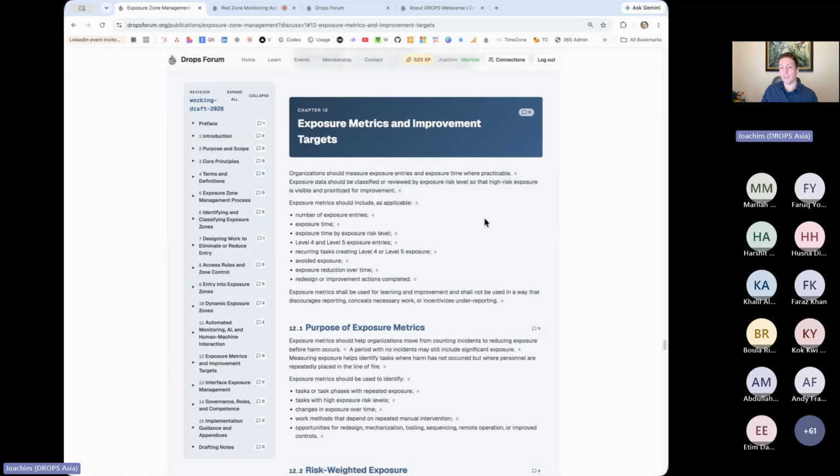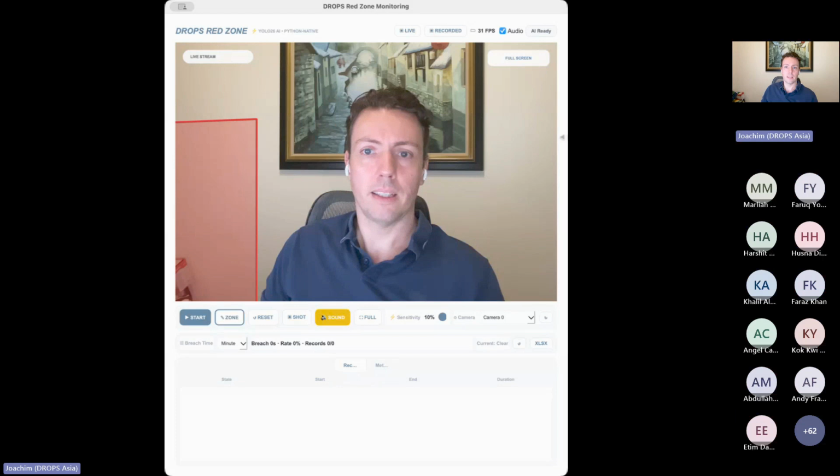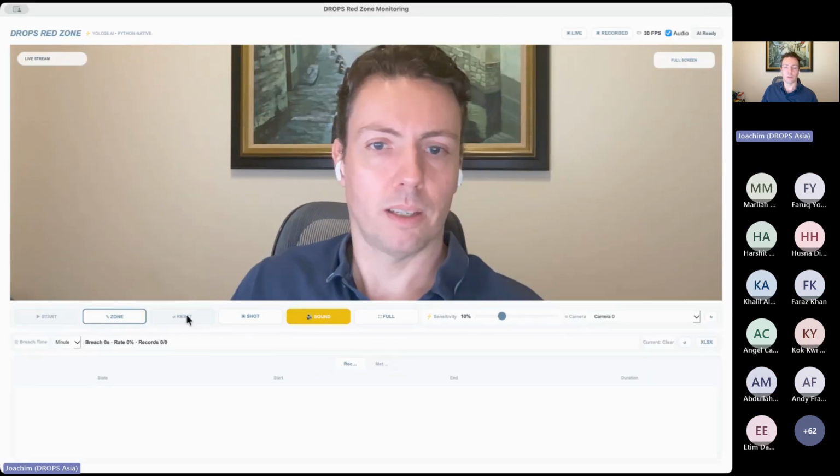The idea is if you are able to measure exactly how much time people are spending in a red zone, you monitor this, you record this, and then you can start trying to reduce that number, right? And for that, I will show the red zone monitoring application. Okay, so what we have here is an AI powered red zone monitoring tool.